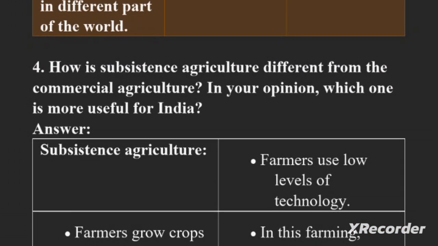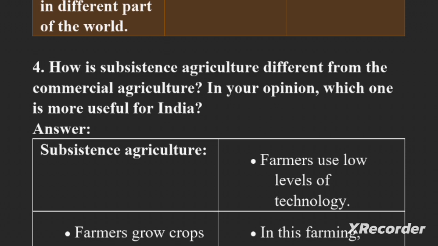Now coming to question number 4. How is subsistence agriculture different from the commercial agriculture? So in subsistence agriculture, farmers use low levels of technology. They grow crops for self-sustenance. In this farming, small land is cultivated. No capital is needed in this farming, and in this farming, household labor is used.